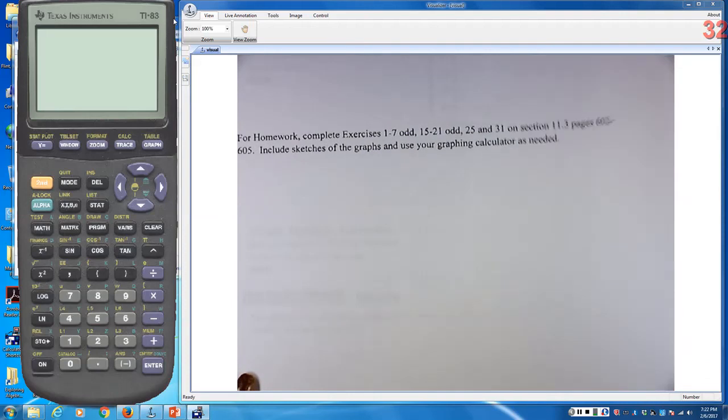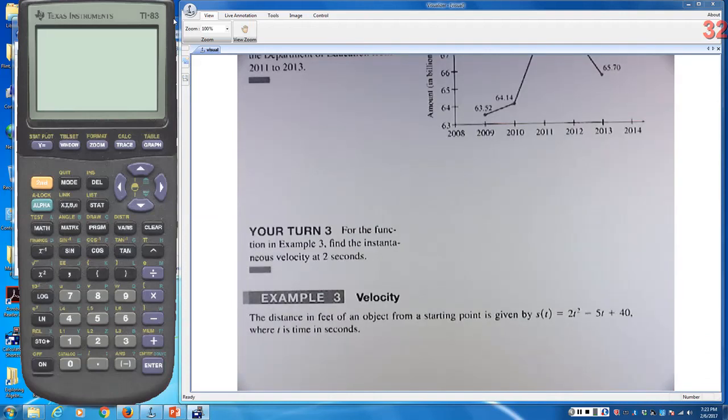And folks, we are finished with 11.3. And it is 7:23, so I think we have earned a break.